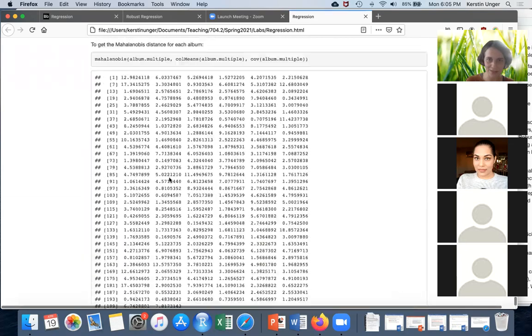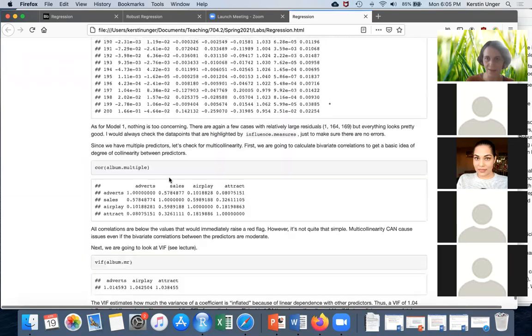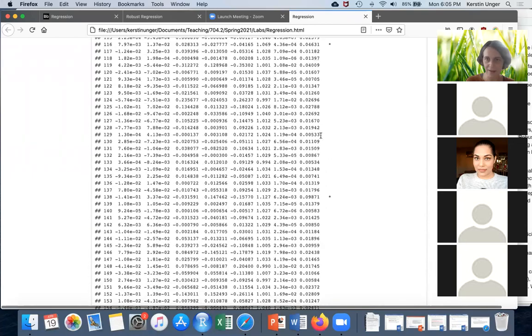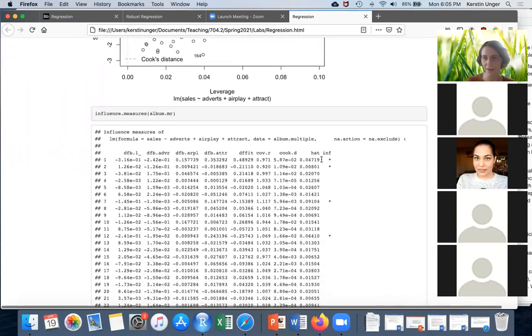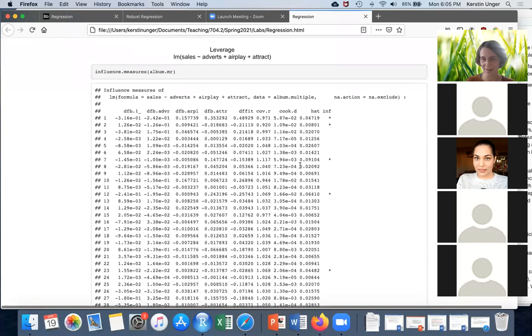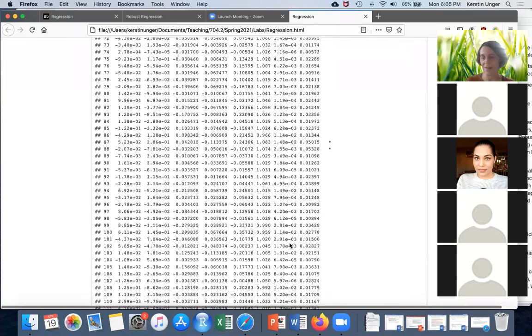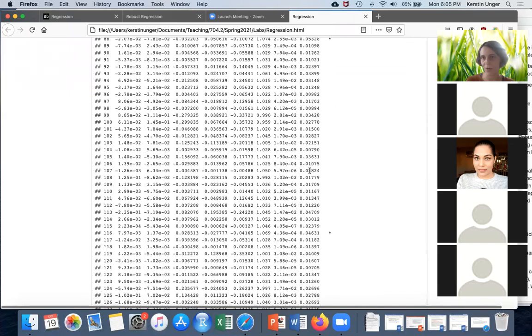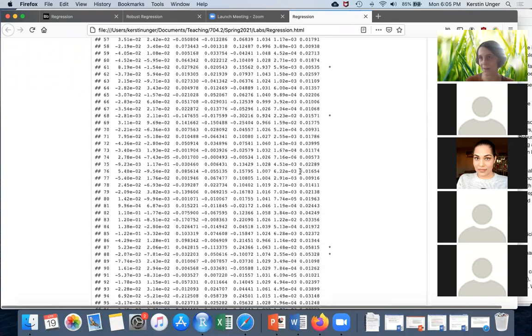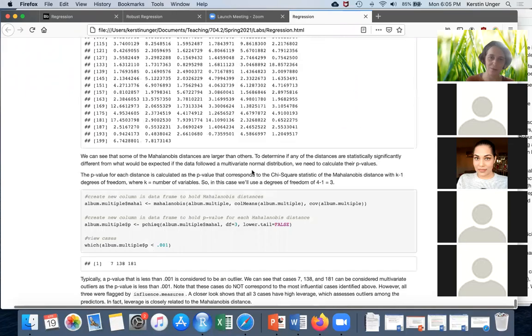I included that here, so you can see that all of them are highlighted because they have relatively large leverage. That corresponds to the idea that leverage and Mahalanobis distance are closely related, and that these cases are more extreme in terms of their predictor values than they are actually problematic for the regression. Okay.